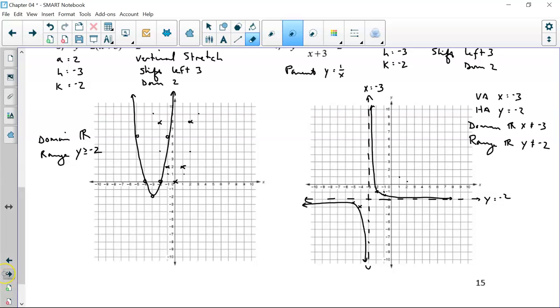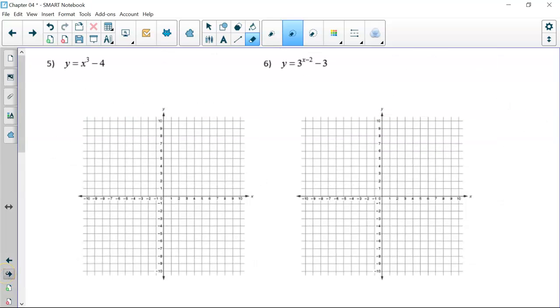On the next page, y equals x cubed minus 4. So our parent function, y equals x cubed. My anchor points that I have on the handout already: 0, 0, 1, 1, 2, 8, negative 1, negative 1, negative 2, negative 8. Now my values for a, h, and k. That's going to tell me my transformations. A is a 1. H, there's nothing in parentheses, so my h is actually a 0. And then k is a negative 4.